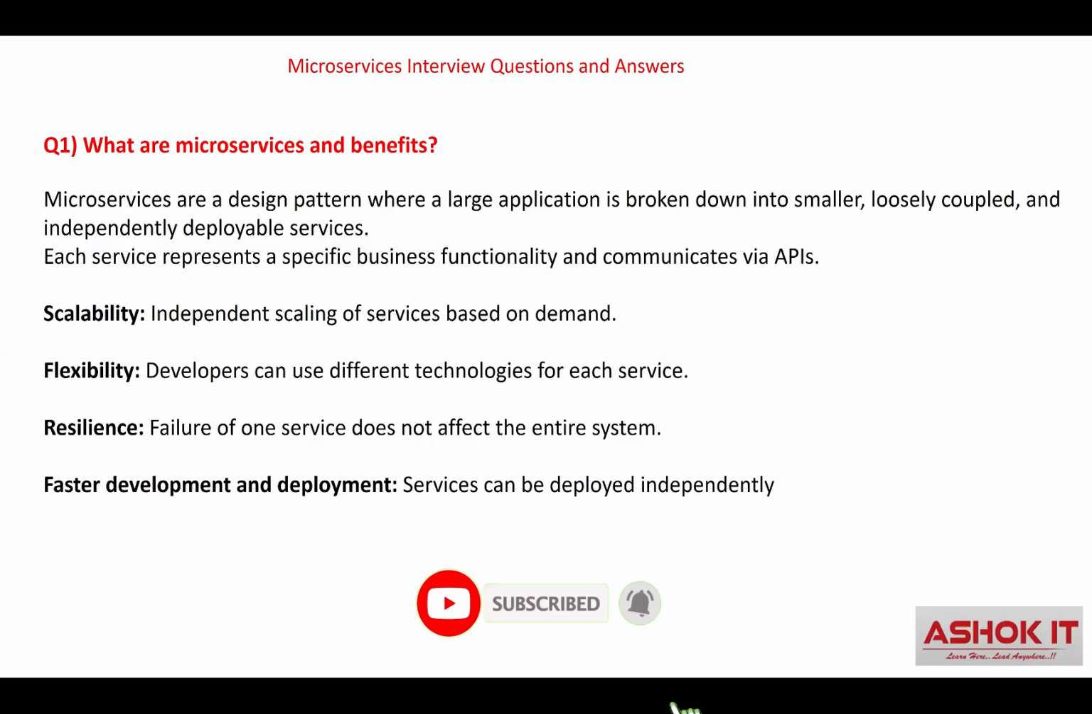After that, when we are developing in parallel, that leads to faster development and faster deployment. Services can be deployed independently. So this is the microservices introduction as well as the benefits of using microservices.